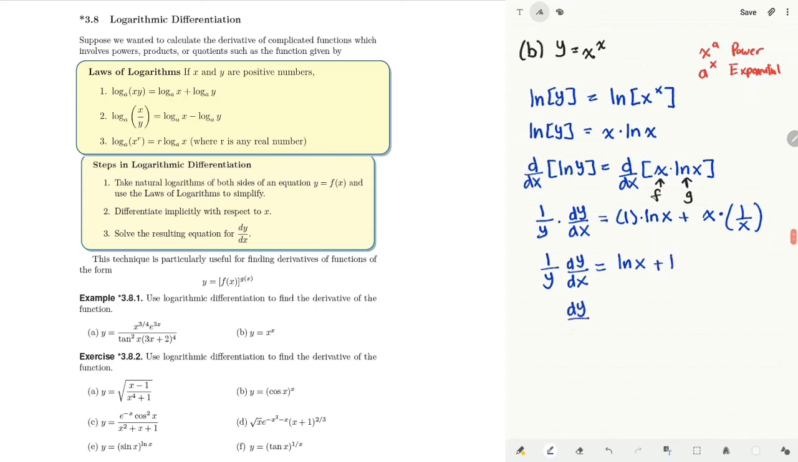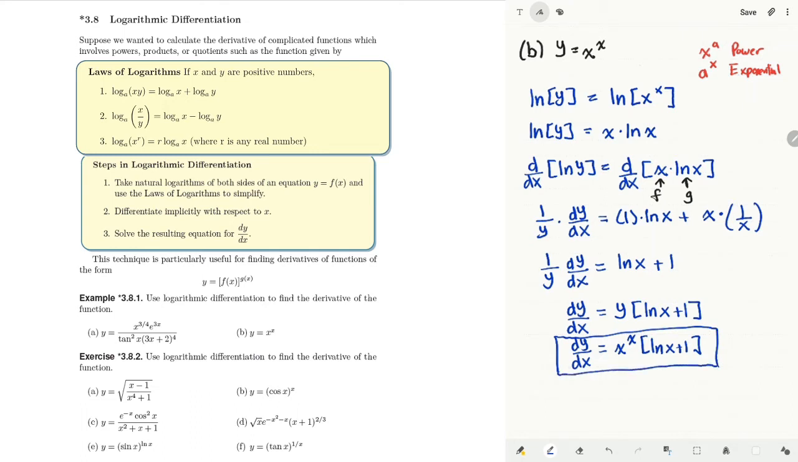So now let's solve for dy over dx. We'll multiply both sides by y. And because our original function was explicit, then the derivative should also be explicit. So we'll replace y with the original function, which is x to the power of x. And so the derivative is x to the power of x times the natural log of x plus 1.